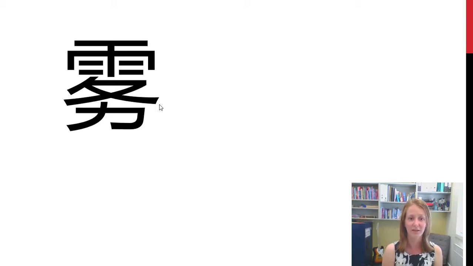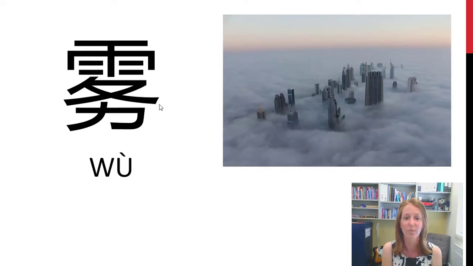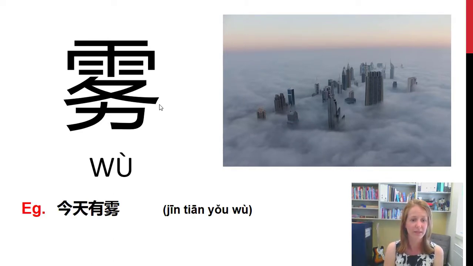这是什么? You can see that there is the rain, and we have some pronunciation at the bottom of that character. 这是雾, fog. So the rain is all held up in the clouds up the top there. 雾. 比如说, 今天有雾.